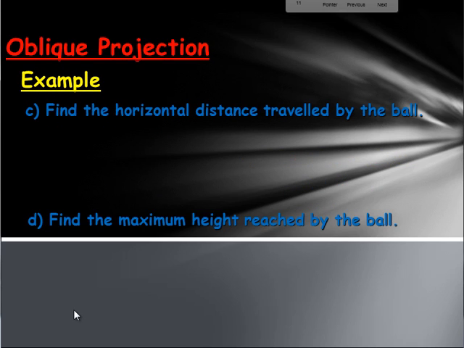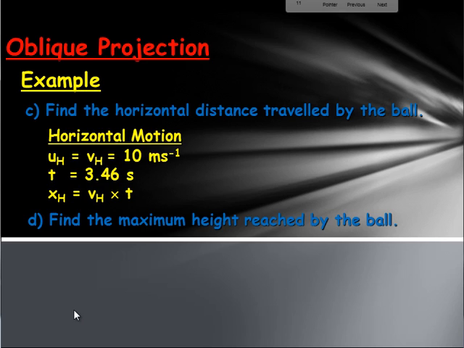Okay, find the horizontal distance travelled by the ball. So this is velocity times time of flight. So u_H equals v_H equals 10 meters per second. We know the time is 3.46 seconds. So substituting in, 10 times 3.46 means that it travels 34.6 meters.